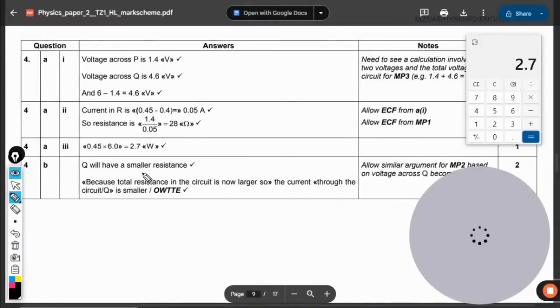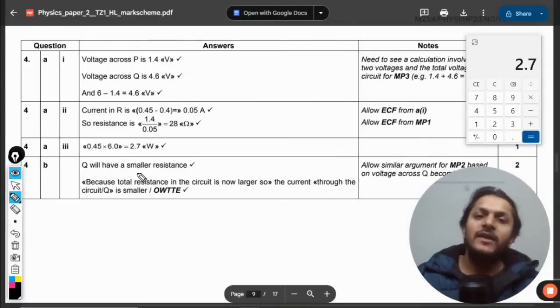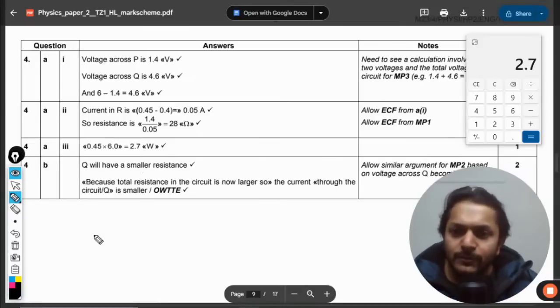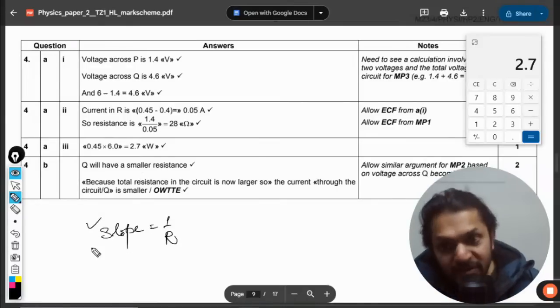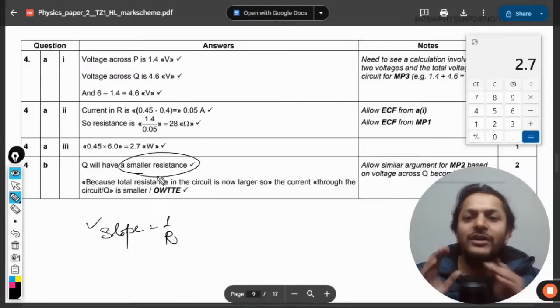Q will have a smaller resistance. The slope has increased. Sorry, earlier I said it in the wrong way, but I meant the same thing. Slope is bigger in the case of Q. So the slope is equal to 1 by R. So bigger slope, lesser R. So Q will have a smaller resistance.